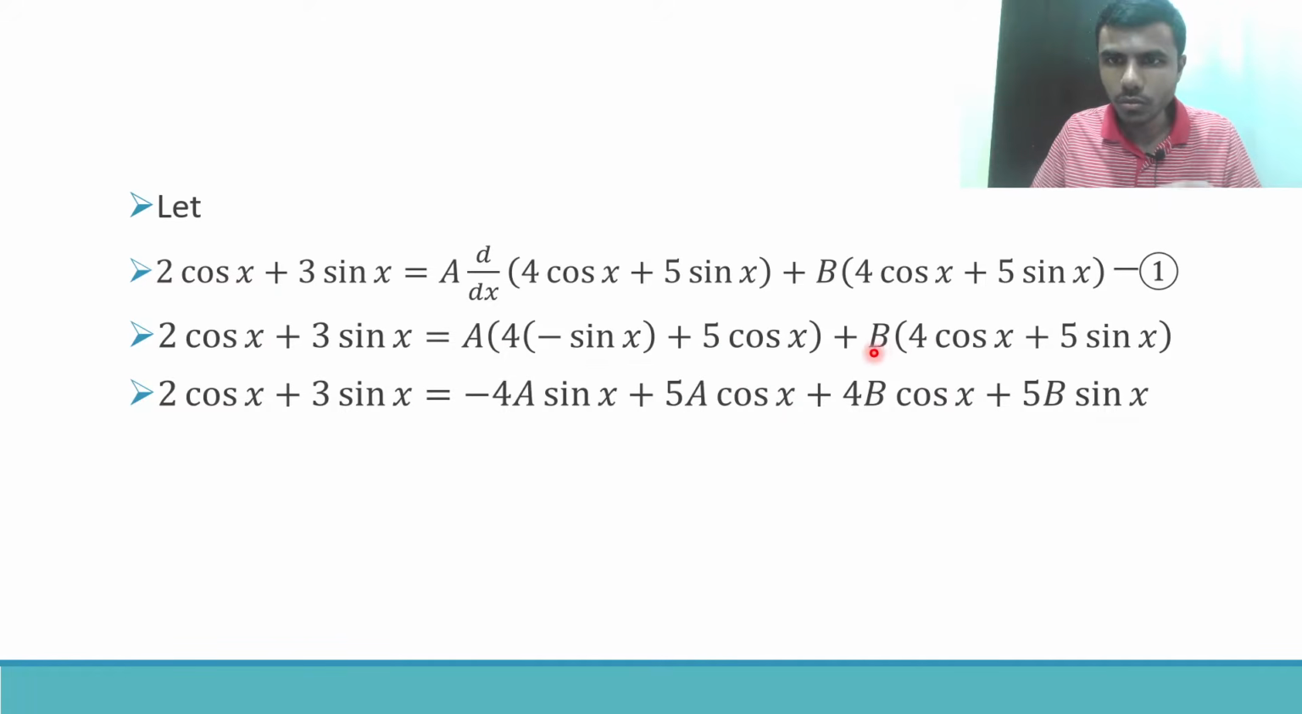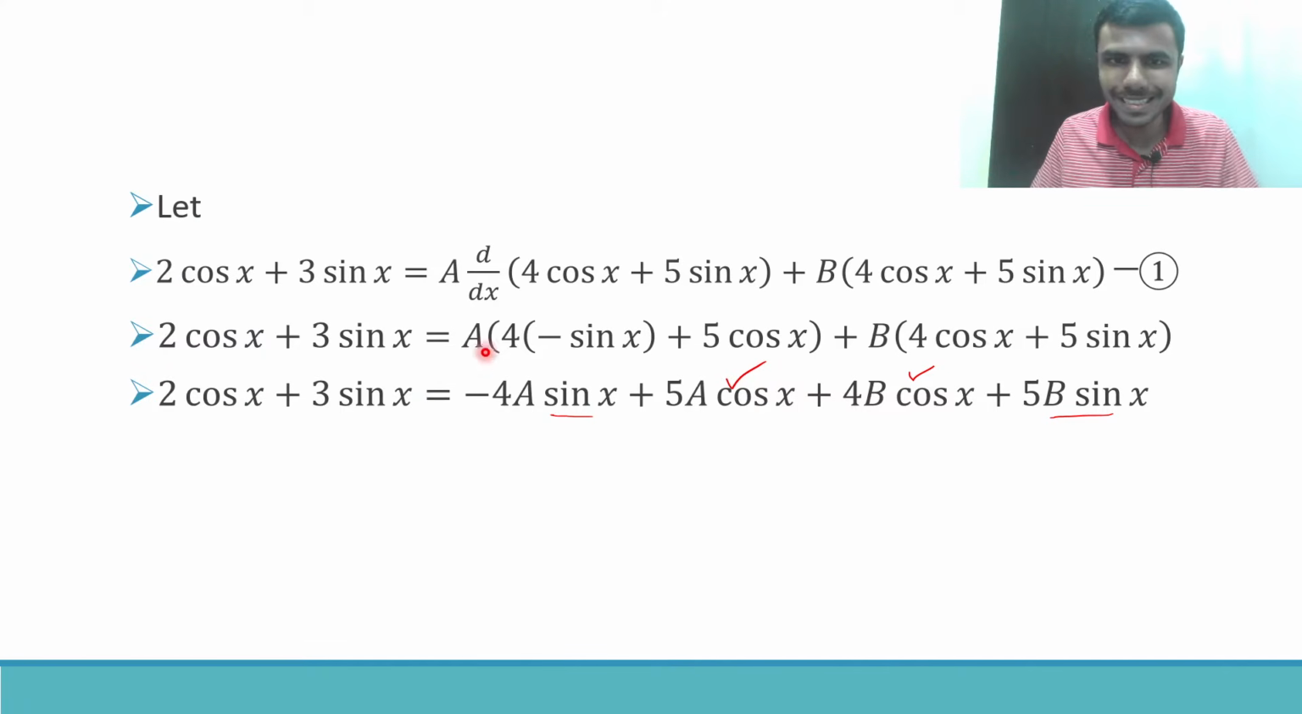Next, so b into 4 cos x is nothing but 4b cos x, and likewise b into 5 sin x is nothing but 5b sin x. Fine. Now if you see, there is a sin x term here, I mean this and this. Fine. And there are two cos x terms, this and this. Fine. Now what to do?